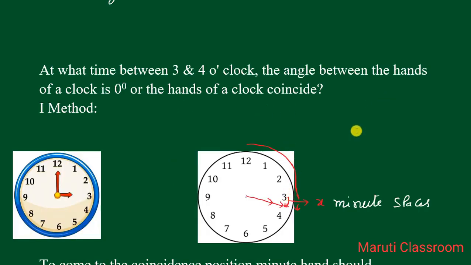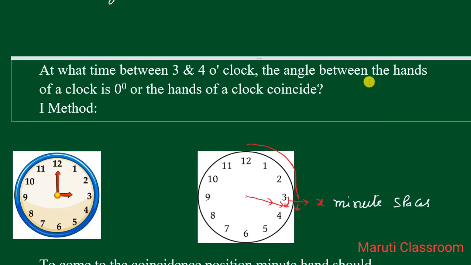Now let us see second model. In the first model, they gave time, we found the angle between the hands. In this model, they give angle, we will find out the time. At what time between 3 and 4 o'clock, the angle between the hands of a clock is 0 degrees, or hands of the clock coincide.